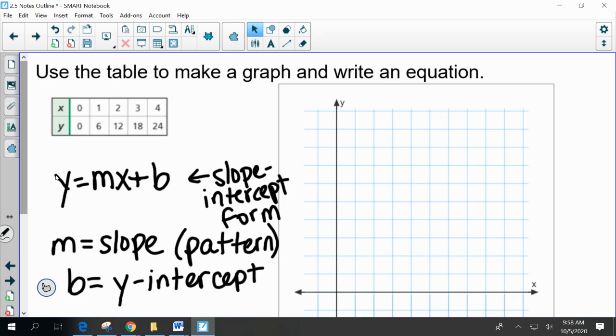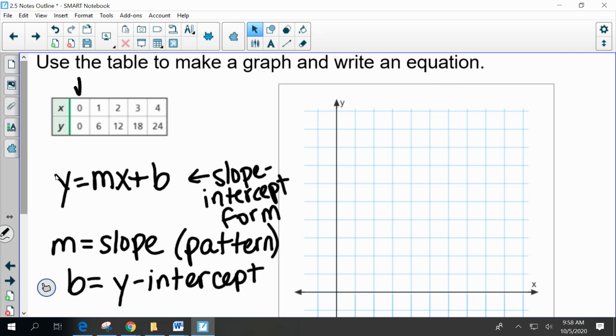Okay, so if we look at this chart, we have to find m and we have to find b. Your y-intercept is generally on your chart, and it should be pretty easy to find. Wherever x equals 0, y is your y-intercept. So x equals 0, y equals 0. So in this case, b happens to be 0. You look at your chart, find x equals 0, and then look at the y that goes with that, and that's your y-intercept.